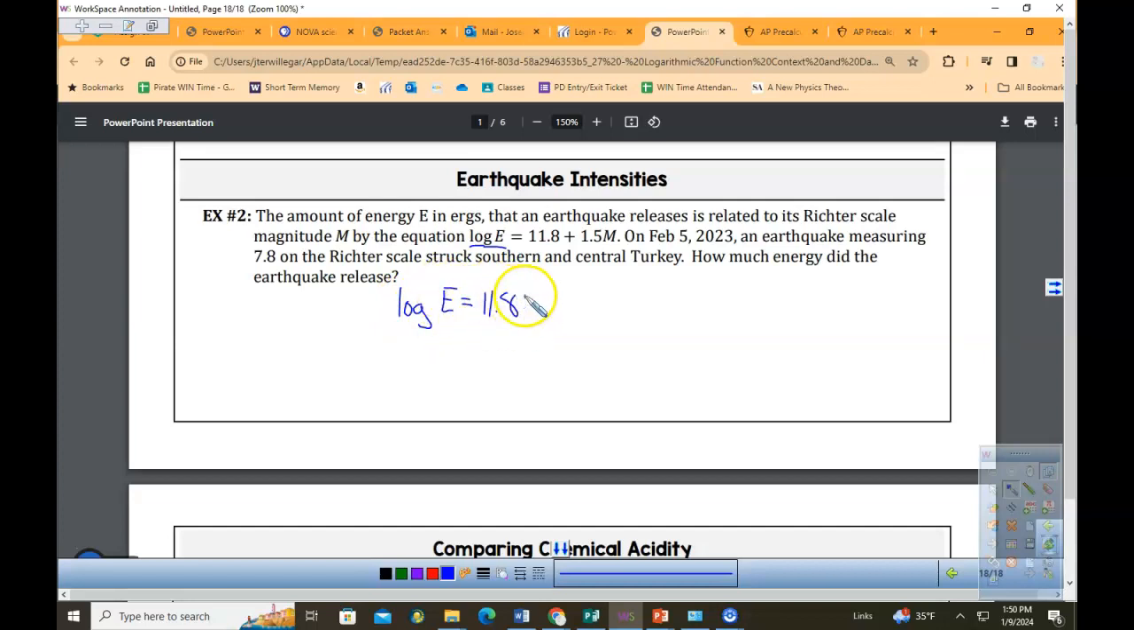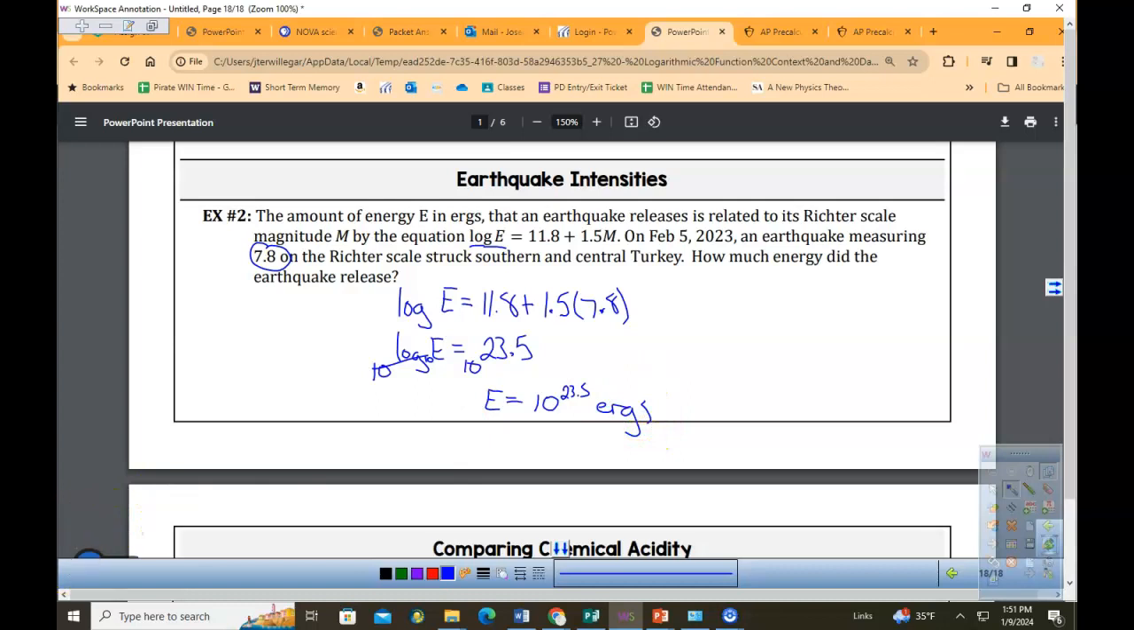equals 11.8 plus 1.5 times, what's my m? It's my measure, 7.8. All right. So I get log of E equals 23.5. Now, how do I get rid of a log? They both have a base of 10. So I take both as a power of 10. So my ergs equals 10 to the 23.5 ergs.